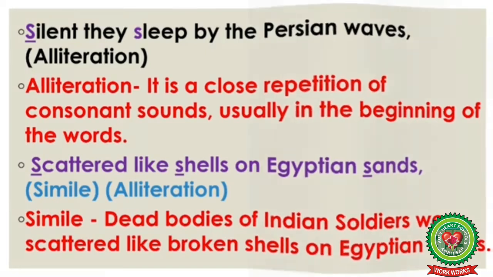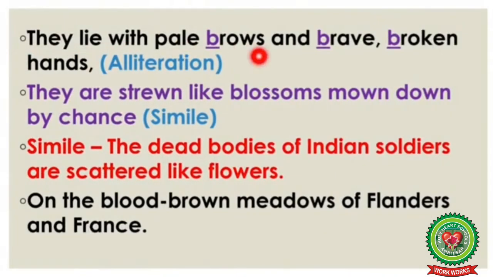Now let us see the next lines. They lie with pale brows and brave broken hands. They are strewn like blossoms, mown down by chance, on the blood-brown meadows of Flanders and France. So here, what does the Mother India say? She laments that the dead Indian soldiers are lying with pale foreheads, pale, which are yellow because they are dead, and broken hands. Their bodies are scattered like flowers, strewn like blossoms. Strewn, children, I have discussed with you the meaning. Strewn means scattered and blossoms means flowers.